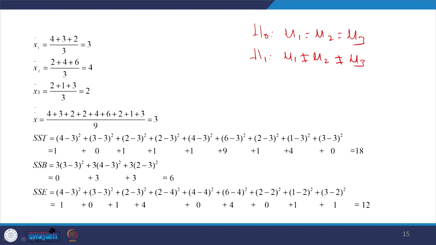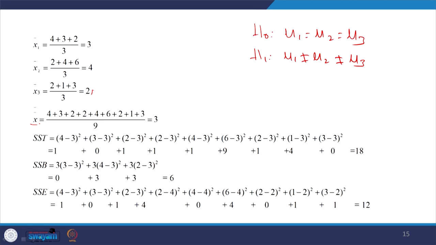Even though this technique is called ANOVA, analysis of variance, I am comparing means. So, with the help of the concept called variance, I am going to compare the means of 3 populations. I am not comparing the variances. For group 1, the sample mean is 3. For group 2, the sample mean is 4. For group 3, it is 2. Then the overall sample mean is 4 plus 3 plus 2 plus 2 plus 4 plus 6 plus 2 plus 1 plus 3 divided by 9 elements, which is equal to 3.